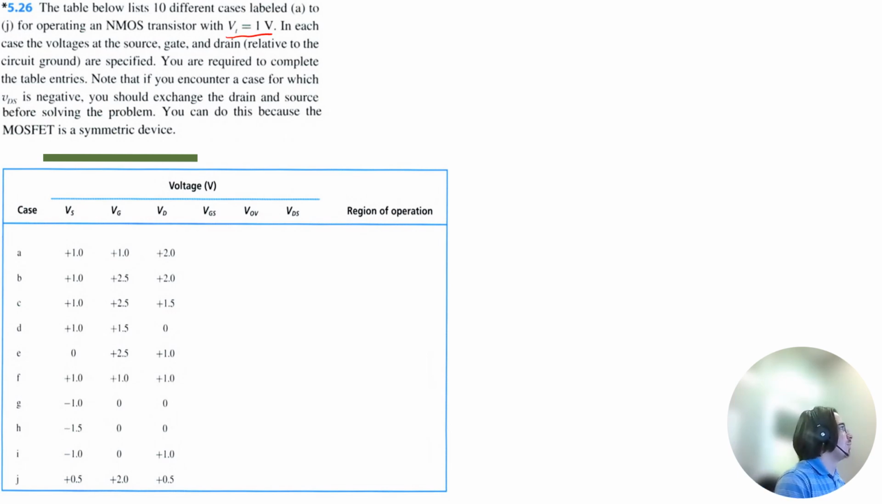And we have a special tidbit here. If we encounter a case for which the voltage from drain to source is negative, we should exchange the drain and source before solving the problem because the MOSFET is a symmetric device.